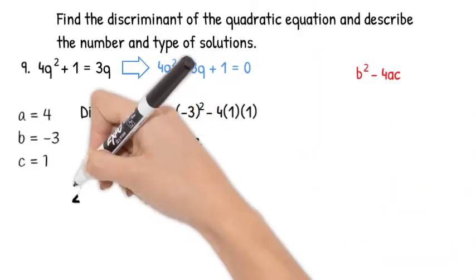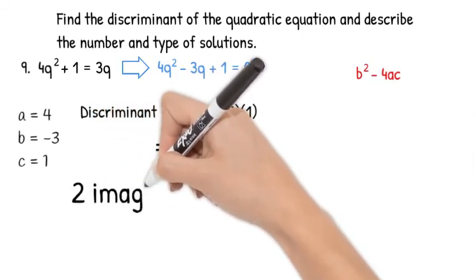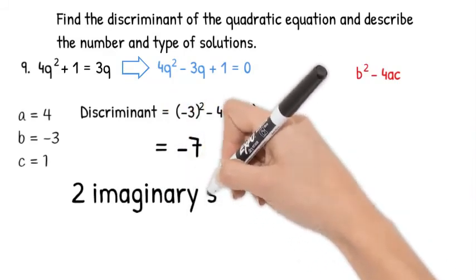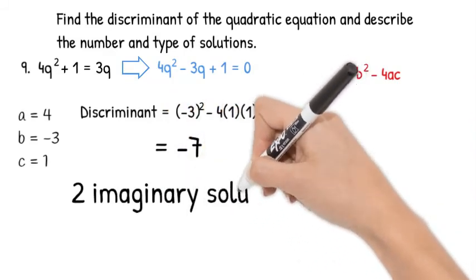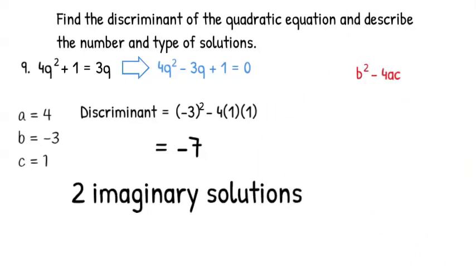So we have negative 3 squared minus 4 times 1, which I have a typo there. If that was a 4, I would get negative 7. Okay, it is negative, so I will have 2 solutions, but they will both be imaginary. So I have 2 imaginary solutions.